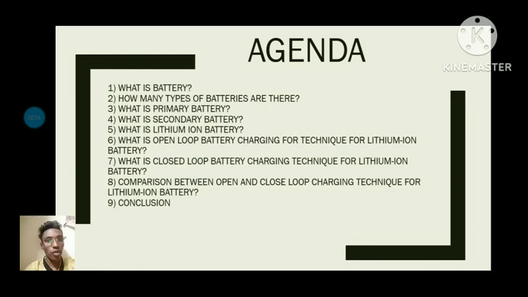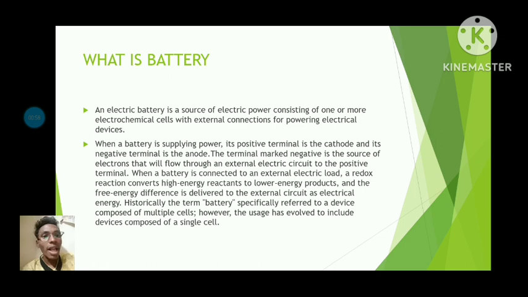Now we see what is battery. An electric battery is a source of electric power consisting of one or more chemical cells with an external connection for powering electrical devices. When a battery is supplying power, its positive terminal is the cathode and its negative terminal is the anode.